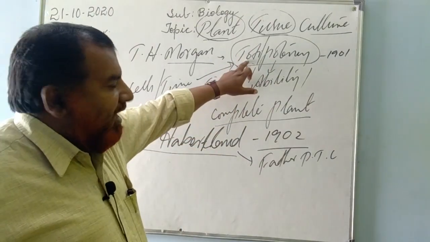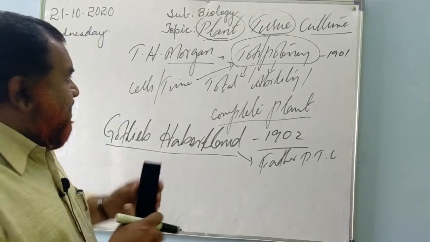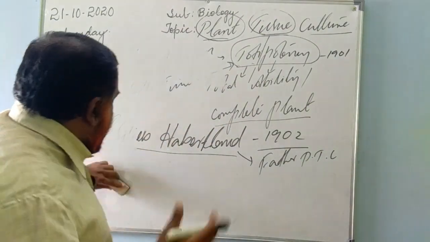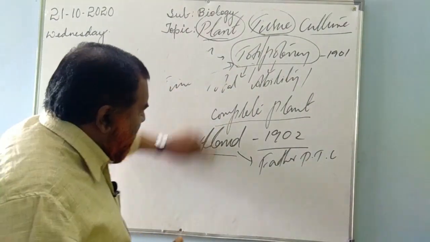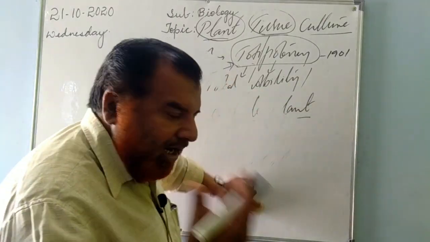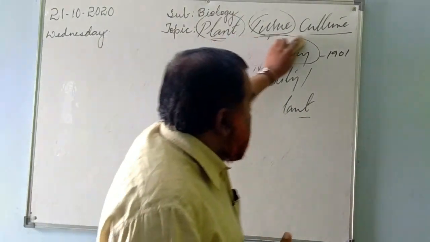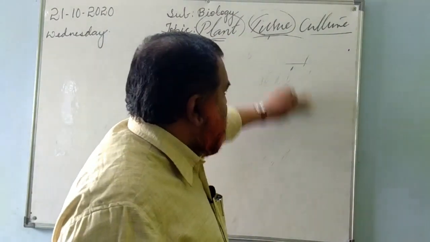This is the definition you will be asked in 1 mark in your final exam. Clear? So try to understand. Based on the potency, the property of plant cells to give rise to a complete plant of its own kind when grown in nutrient media, artificial media, in aseptic conditions. Now I am coming back to the definition of plant tissue culture.